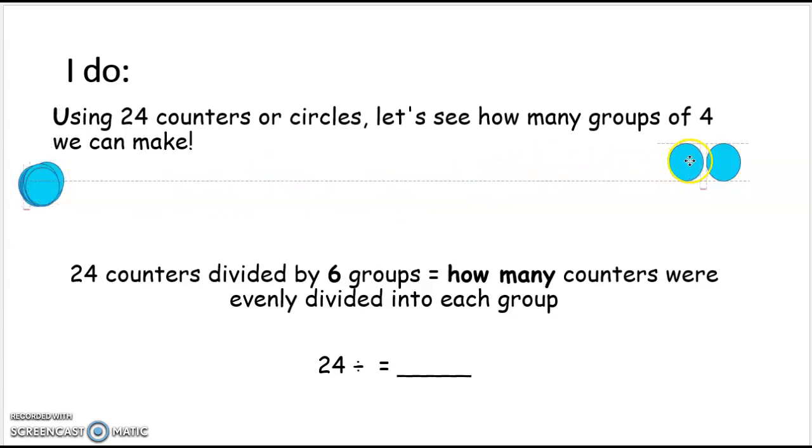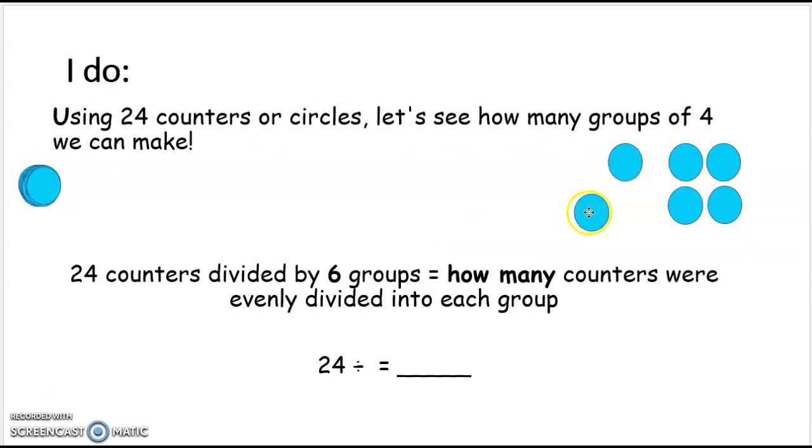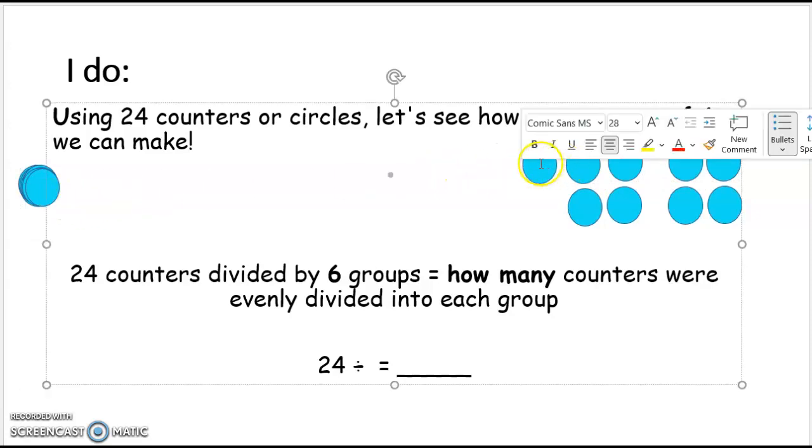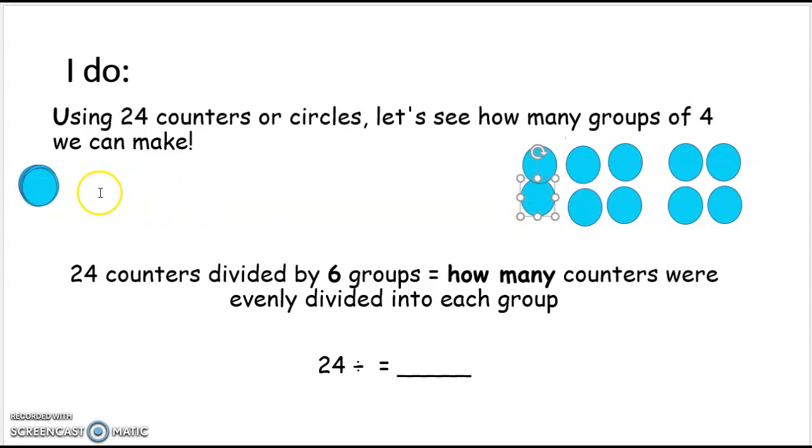So 1, 2, 3, 4. That's one group of 4. 5, 6, 7, 8. That's two groups of 4. 9, 10, 11, 12, 3 groups of 4.